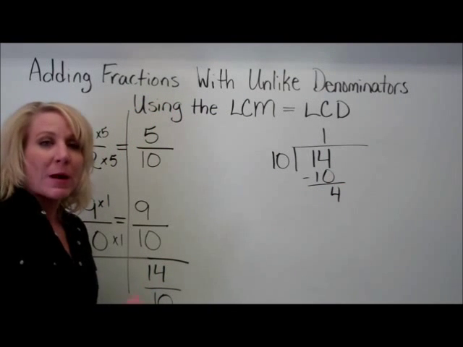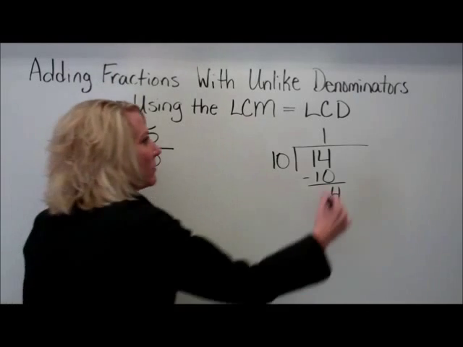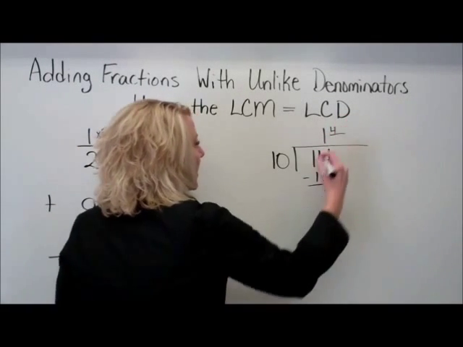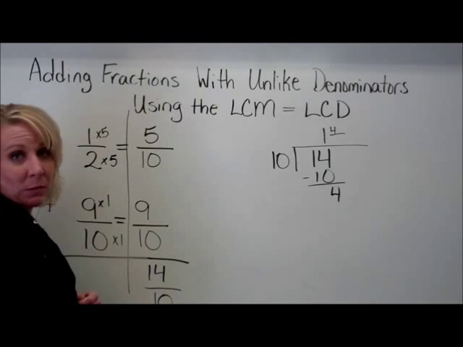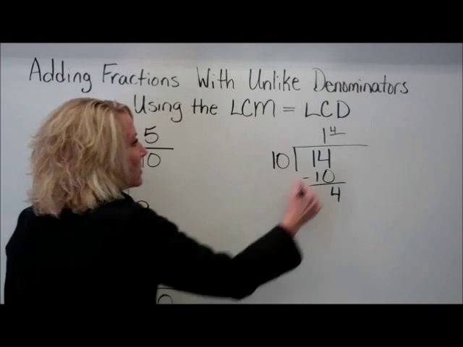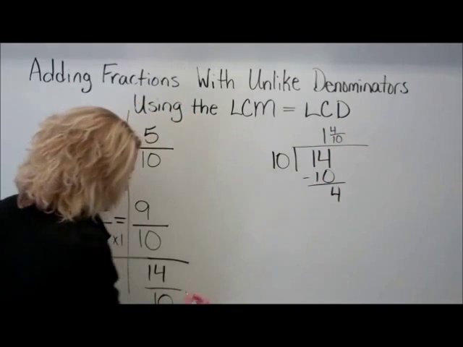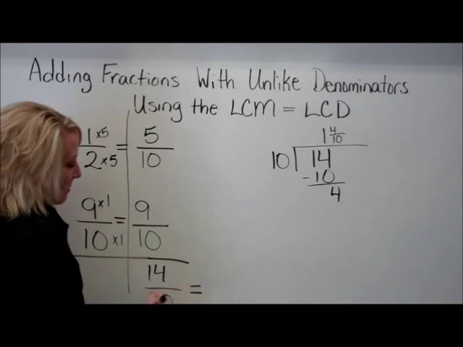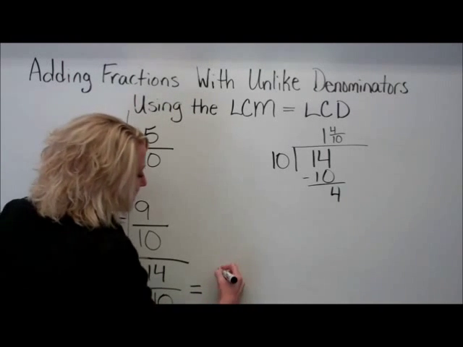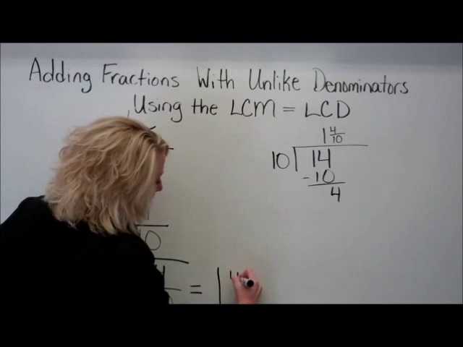What we've learned is that we write that remainder as our numerator for the fractional part of our number, and we keep the denominator that we began with. We use our divisor, so it's 4 over 10. So, as a mixed number, 14 over 10 becomes 1 whole and 4 tenths.